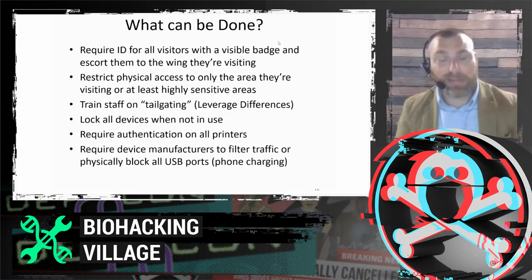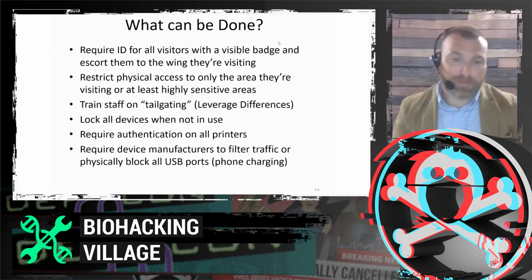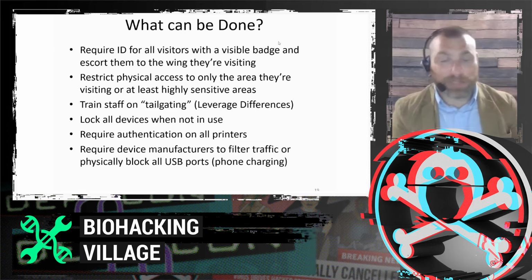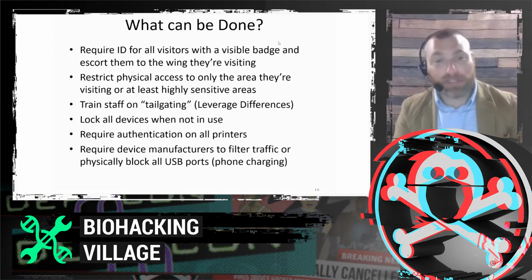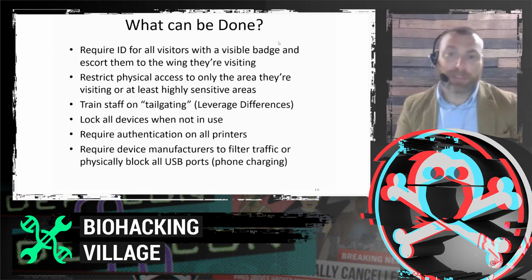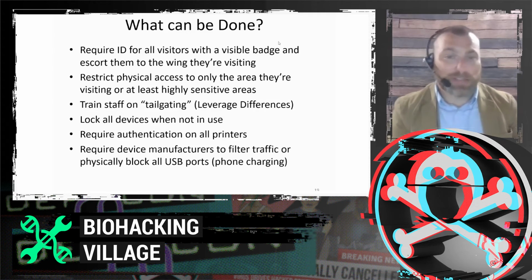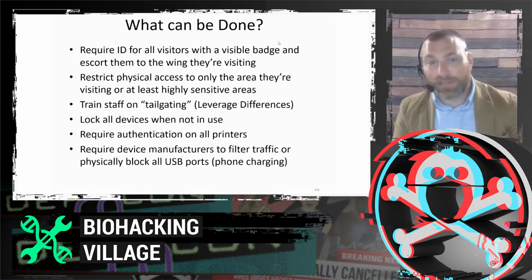So what can be done about this? Obviously, we could require IDs for all visitors when they're entering a facility, and require some visible badge, which could just be a sticker. It's certainly helpful if that visible badge actually says where they're going, so that if they're in an area where they're not supposed to be, it's clearly visible. Restricting physical access to only areas that these individuals should be in.